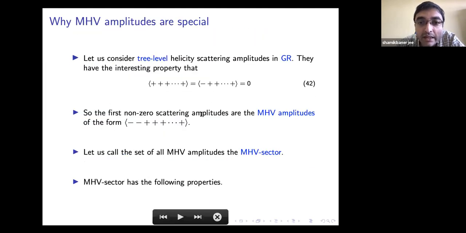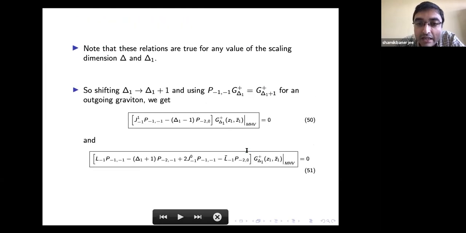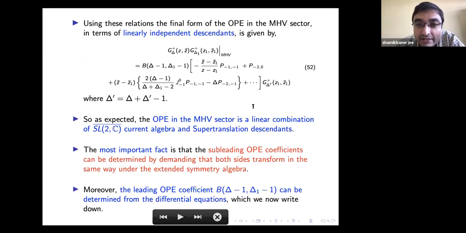why these MHV amplitudes are special, because they don't have a year. So we saw that we expect that in the MHV sector, we have only the SL2C bar and these super translations of this form. And that is exactly what we see here, because we have these J's which are the SL2C bar, and we have these P's which are the super translations.